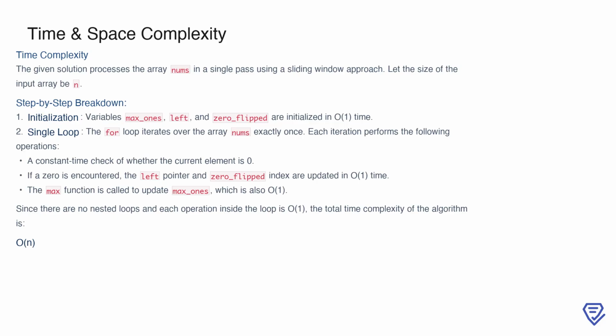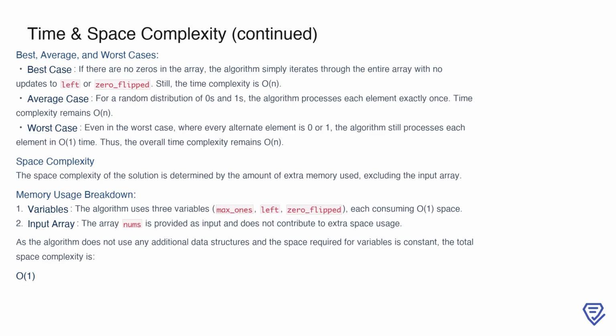Since there are no nested loops and every operation within the loop is O(1), the overall time complexity of the algorithm is O(n). This is because we process each element of the array exactly once. Now, let's consider the best, average, and worst cases for this algorithm. In the best case scenario, if the array contains no zeros, the algorithm simply iterates through the array without needing to update the left pointer or the 0_flipped variable. Even in this case, the time complexity remains O(n).